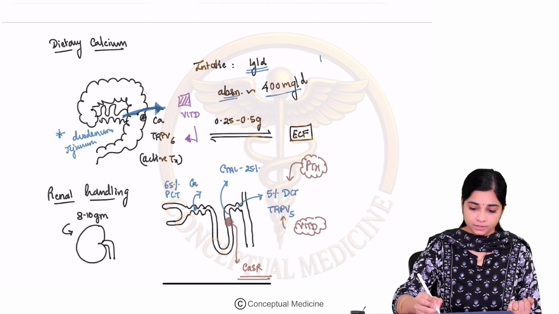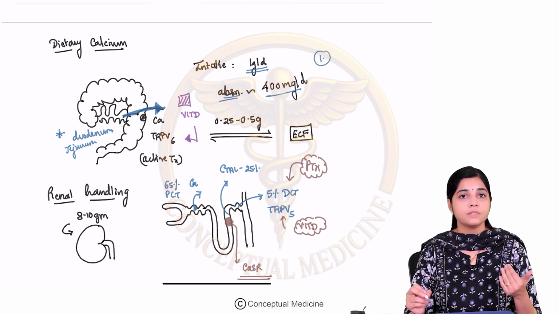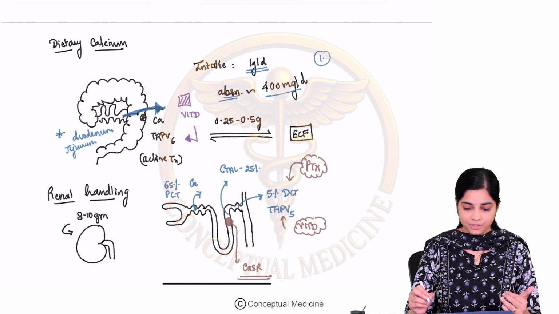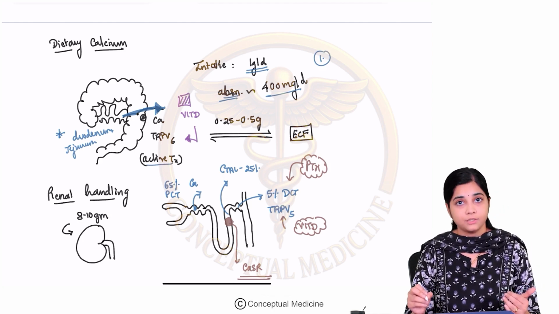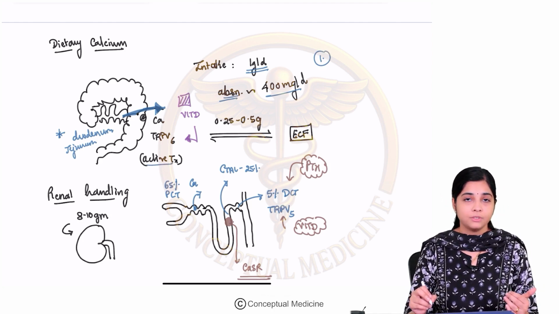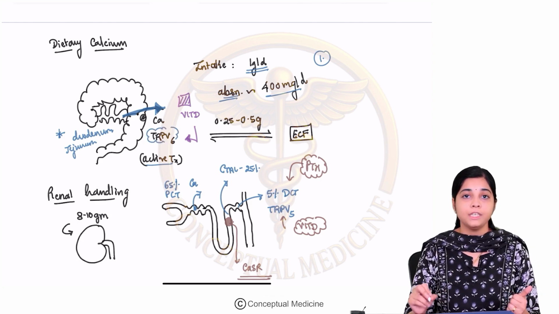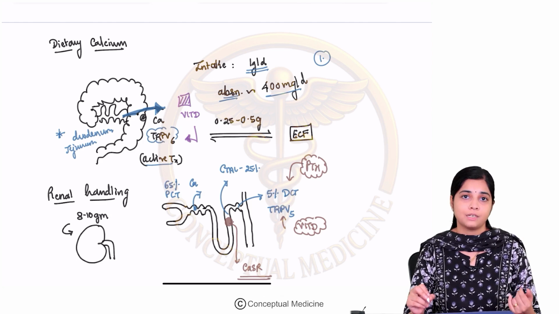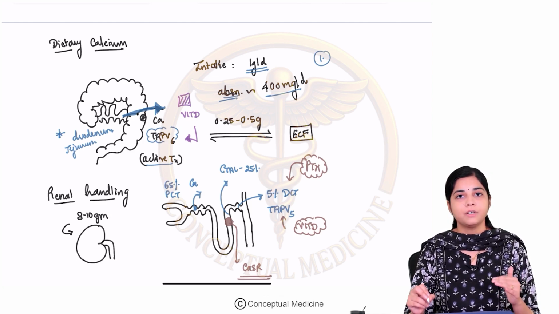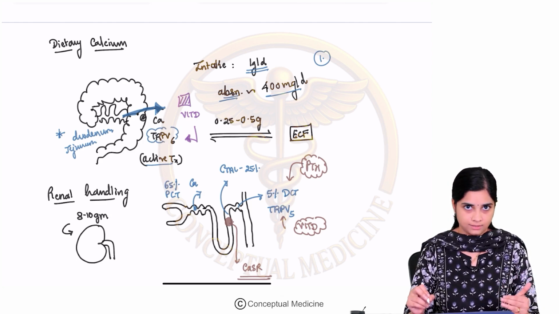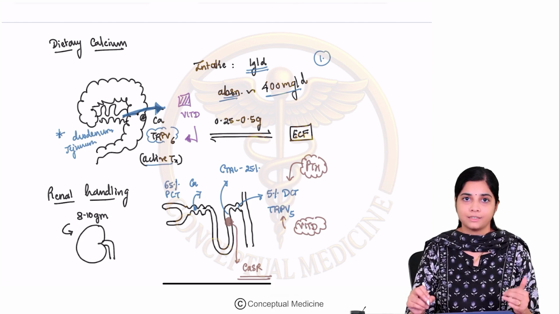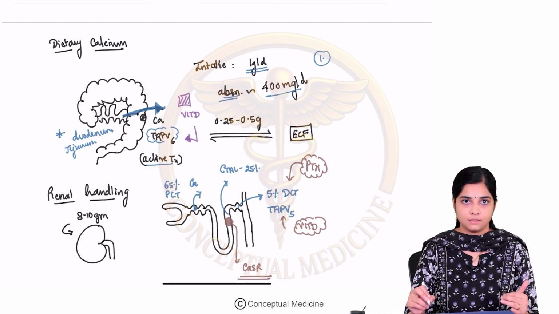So first point clear. Second, how is this absorption brought about? It is brought about by means of active transport using certain ion channels. The ion channel in the intestine is TRPV6. You have two types, TRPV6 and TRPV5. TRPV5 is in the kidney, TRPV6 is in the intestine. So it is brought about by active transport, TRPV6.